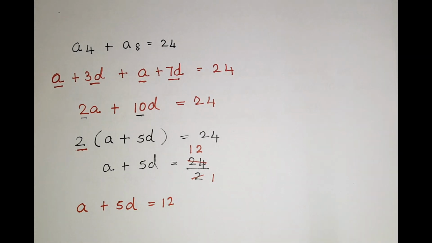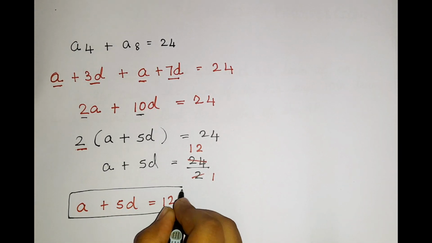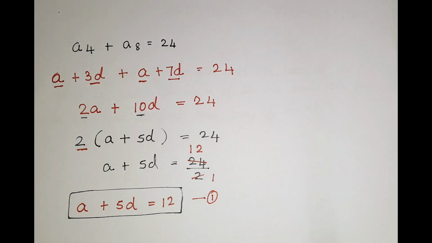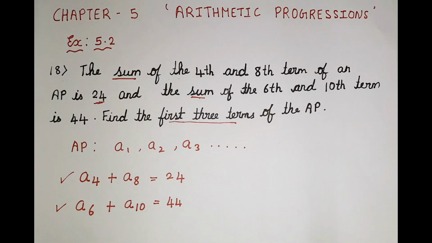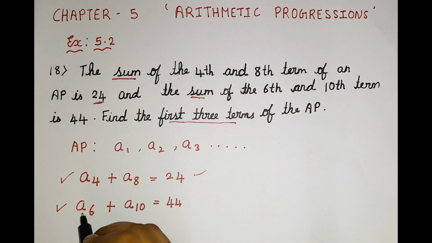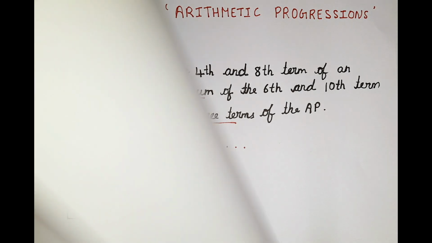So now we got a value, isn't it? We can take this as equation number 1. After solving this one I got an answer. Now I am going to solve the other one, that is A6 plus A10 is equal to 44. So let me just solve that.